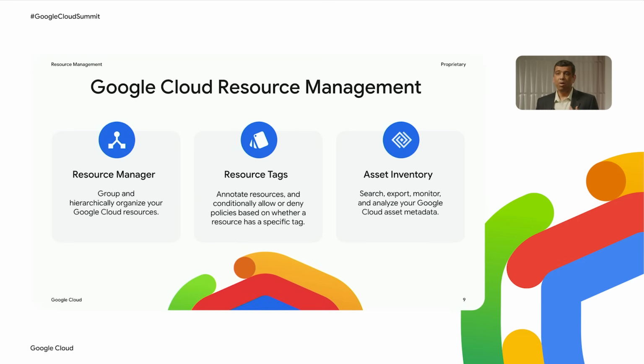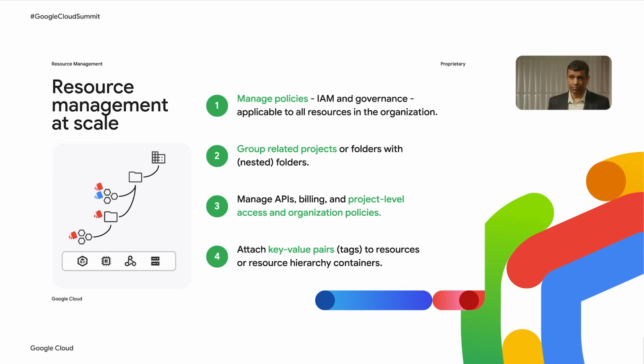Now let's go deeper into each of these layers. First, let's talk about resource management capabilities. Here, we provide you with a resource manager that you can use to group and hierarchically configure your resources. Then you can tag these resources so that you can quickly find them, so that you can use these tags in policies and create policies that work at scale. And last but not the least, we also give you asset inventory management capabilities so that you can search and monitor all these resources at scale much more quickly.